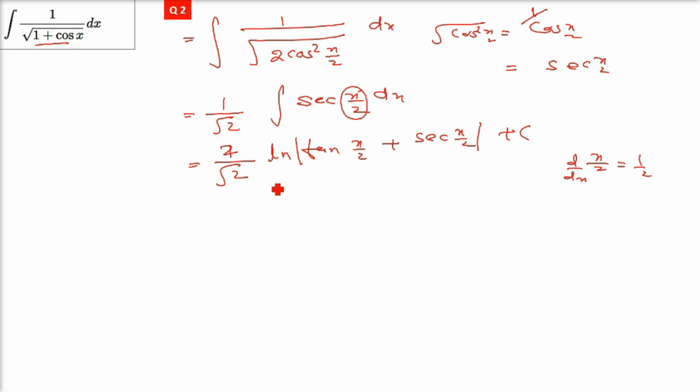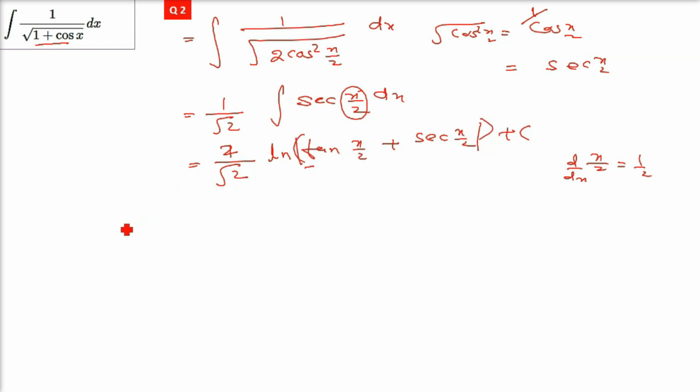You can stop here, but the examiner and R.D. Sharma want us to make it easier. Well, for me, it's easiest. This is the final answer. But in R.D. Sharma solved questions, they have simplified it more. So we'll do that. Tan x by 2 plus sec x by 2.